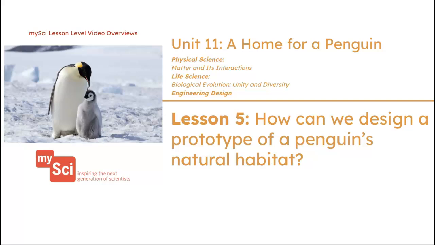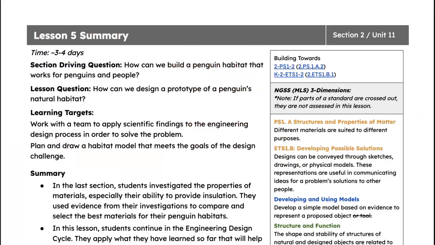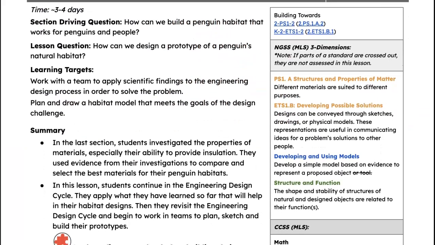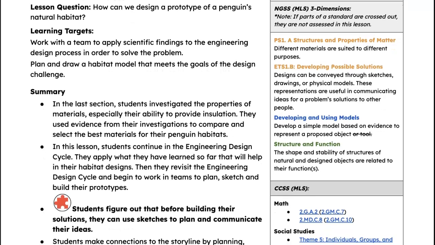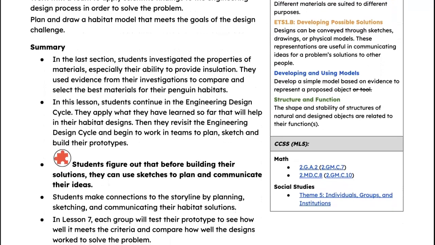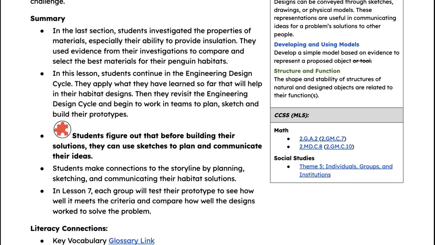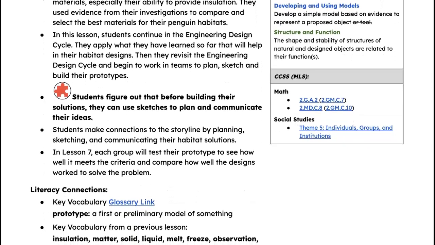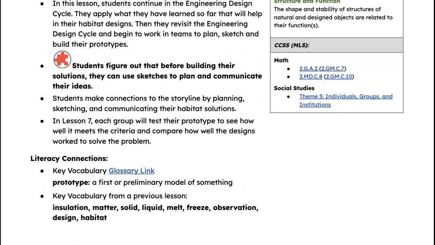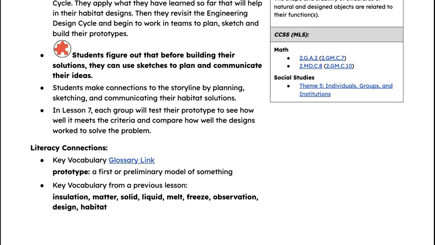They figure out that before building their solutions, they can use sketches to plan and communicate their ideas. Students make connections to the storyline by planning, sketching, and communicating their habitat solutions. There are several opportunities for ELA and social studies cross-curricular connections throughout the lesson. You can look for specific standard ideas in the Unit 11 Teacher Guide. This lesson will take approximately 3 to 4 days to complete.